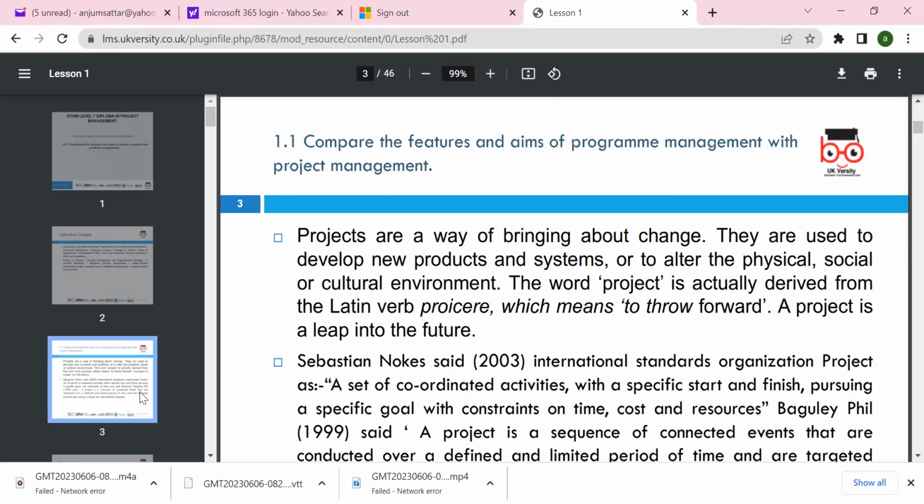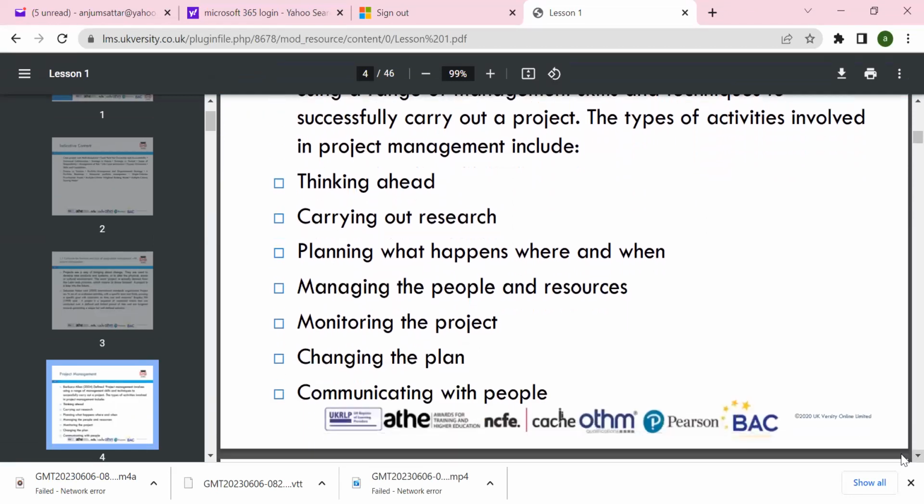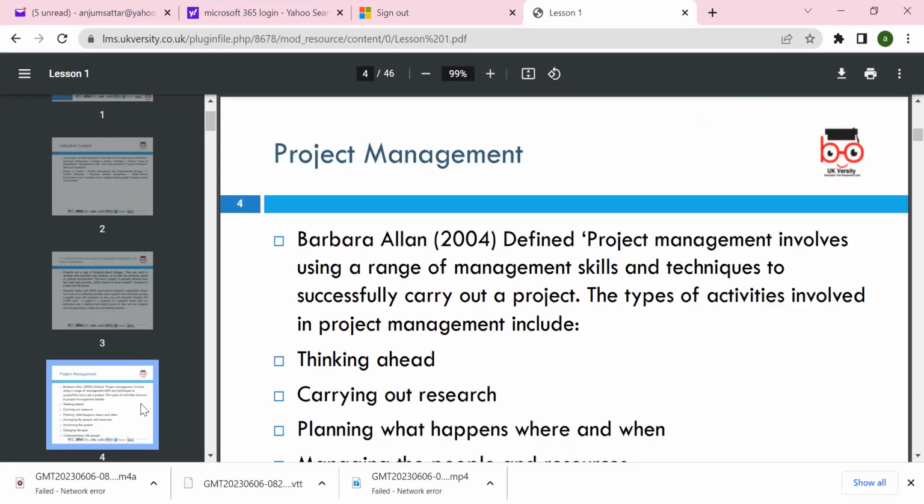So we have to do research, we need data, information and knowledge. When we're looking at the project, we define project management as in learning outcome one: management skills and techniques which will carry it out. Thinking ahead, thinking future, so always carrying out the research. Research is a systematic inquiry. Either you do research about the material, about labour, or about future planning, in terms of what facilities will be available. So planning what happens, where and when, managing people and resources, monitoring the project, changing the plan and communicating with the people is crucial to make the project more successful.